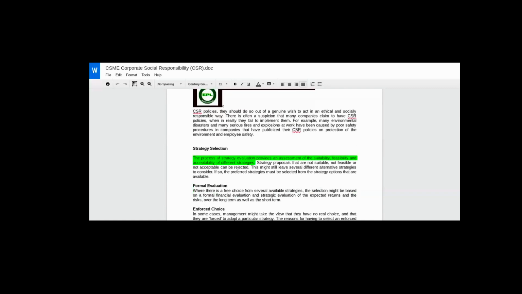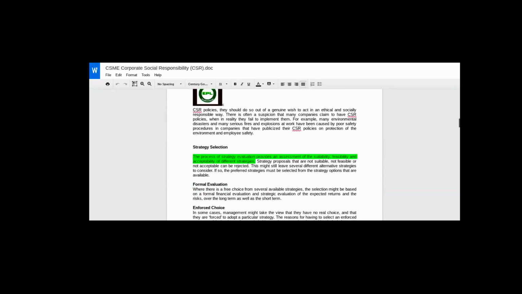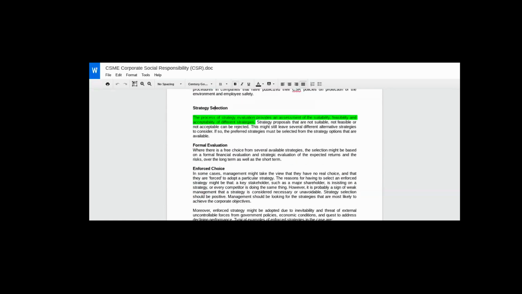So another implication of CSR, if directed towards environmental protection, is that CSR policy enhances protection of the environment and employee safety. So having looked at that, we look at the meaning of strategic selection. He said, what is the meaning of strategic selection? What is the meaning of formal evaluation and enforced strategy in the syllabus?